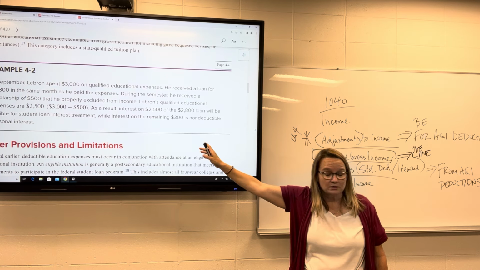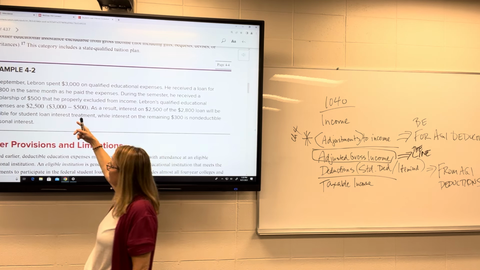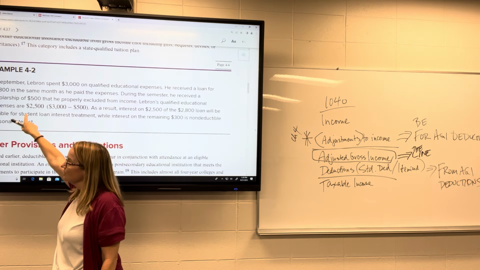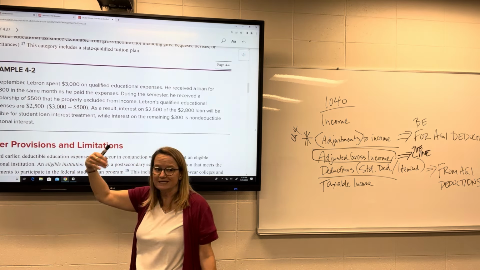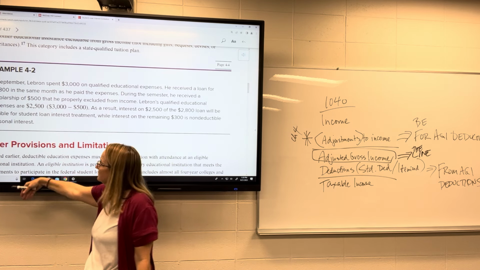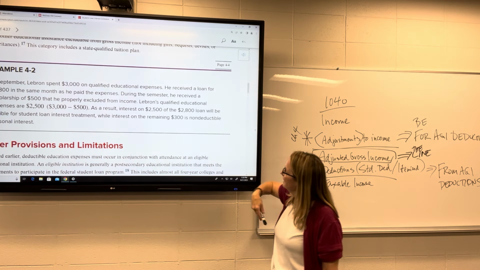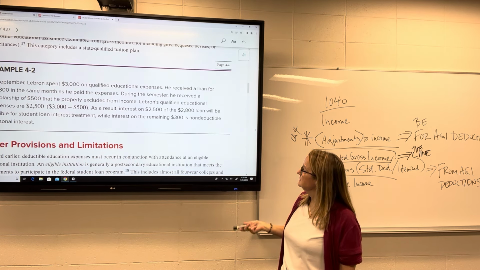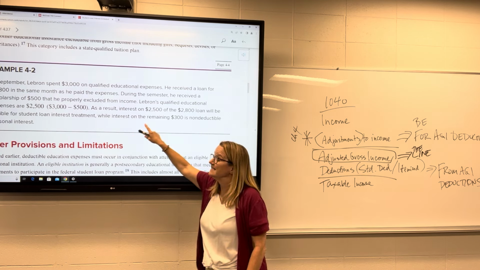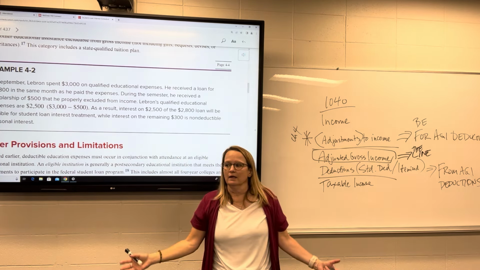So not all of the interest from that student loan would actually be qualified. Why is that? Because his student loan amount, he actually got more than he needed to pay those expenses. He should have just got a $2,500 loan. The extra $300 would be non-deductible. So it's the interest on the remaining $300. Now, think about this for a second.